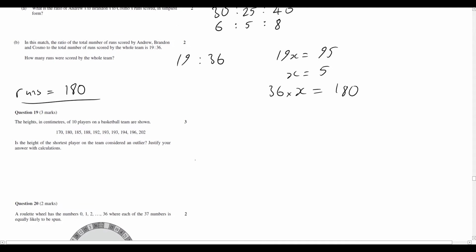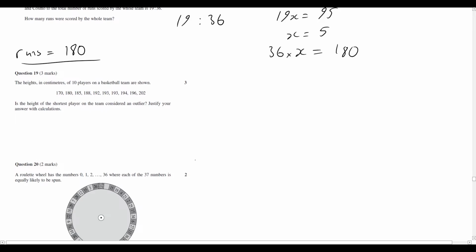All right, now question 19. The heights in centimeters of 10 players on a basketball team are shown. Is the height of the shortest player on the team considered an outlier? Justify your answer with calculations. Okay, so what we need to do first is determine our different quartiles. Let's count up how many players there are. Well, there are 10 players, they've already given us that. So then we know that we'll find Q1 and Q3 respectively. That's going to be at the 185 and the 194. So that's our Q1 and Q3.